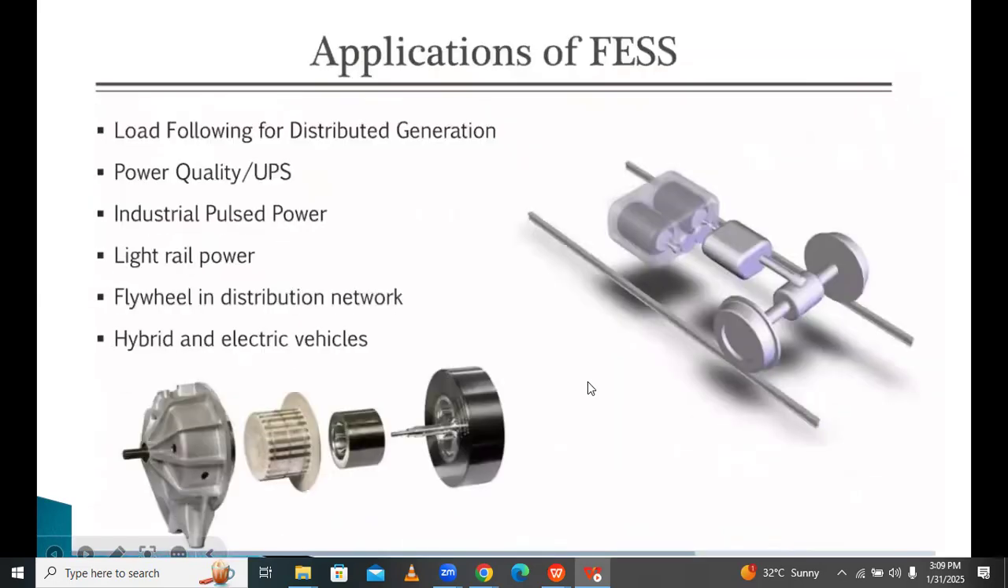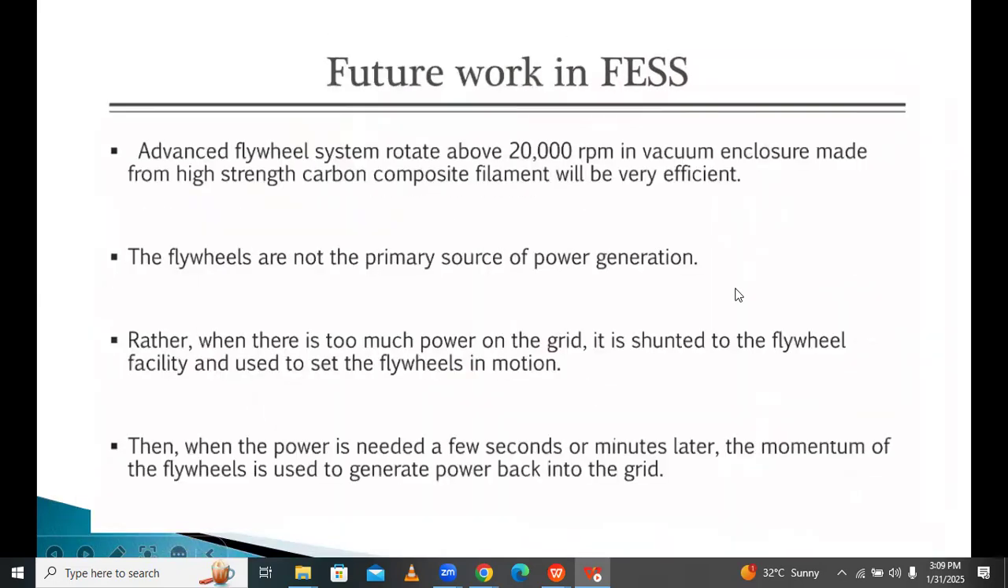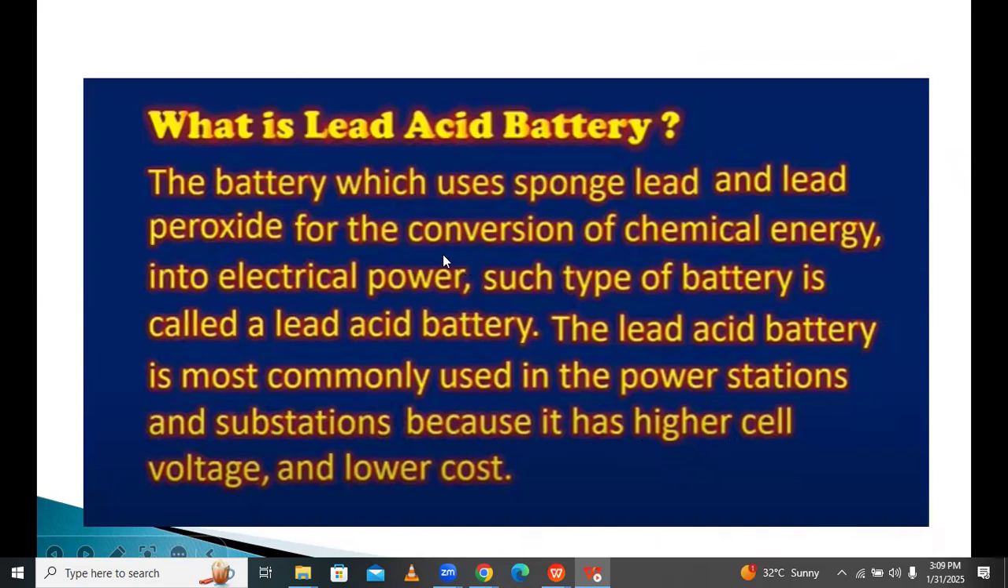And next, the advantages, disadvantages and applications of the flywheel energy system. Next, lead acid batteries. A high efficiency battery is called a lead acid battery. What is a lead acid battery? Chemical reactions take place inside the battery. The battery which uses sponge lead and lead peroxide, two electrodes, for the conversion of chemical energy to electrical energy is called a lead acid battery. One electrode is sponge lead and one electrode is lead peroxide. That is nothing but a lead acid battery.